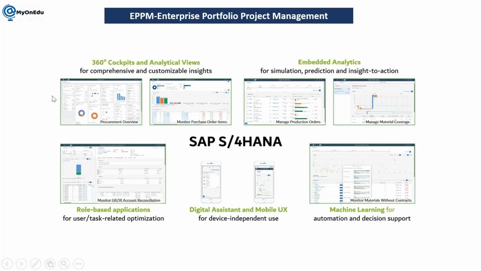So here, as a 360-degree view of my project, we have embedded analytics, which is basically BW-provided analytical reports, coming on time based on some queries. And we have role-based applications. We have a digital assistant and mobile UX, where you can have an app on your mobile and perform the transactions. Machine learning: we have a provision to integrate with different software, where we can utilize the analytics in our different applications like machine learning.